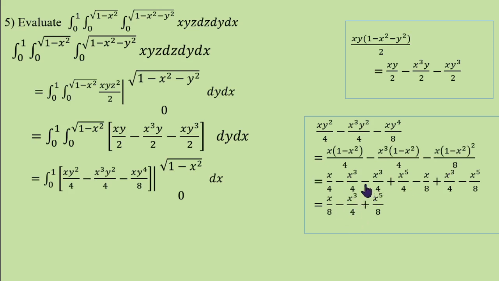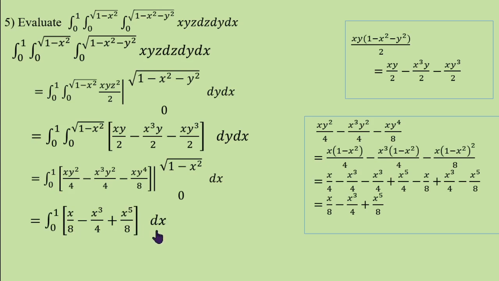And one more term is minus x cube by 4, plus x power 5 by 4 minus x power 5 by 8. By taking x power 5 outside, 1 by 4 minus 1 by 8 is plus 1 by 8. Therefore, x power 5 by 8. Now you integrate this with respect to x from 0 to 1.